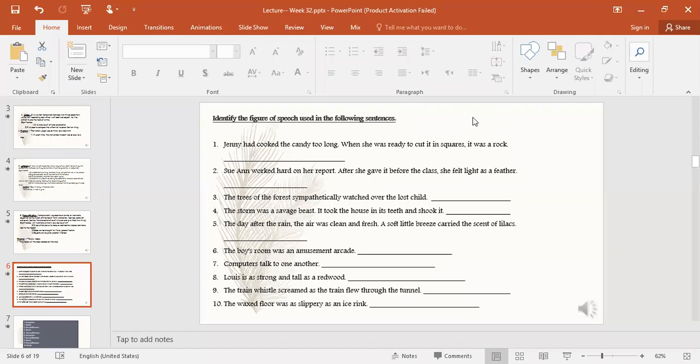Is it a simile or metaphor or personification? Who can help her, please? Me. Yes, this is what, miss? This is a metaphor. No, because it's a personification. We are using the action of watching from humans and giving it to the trees.